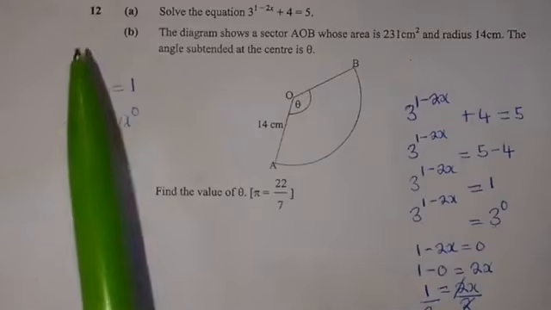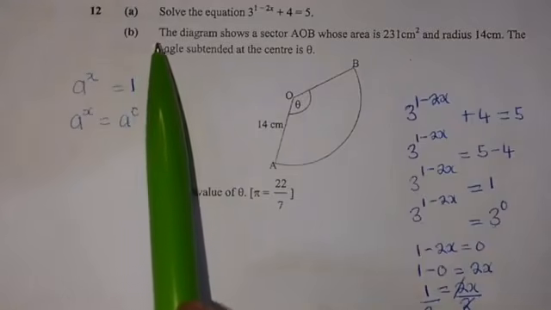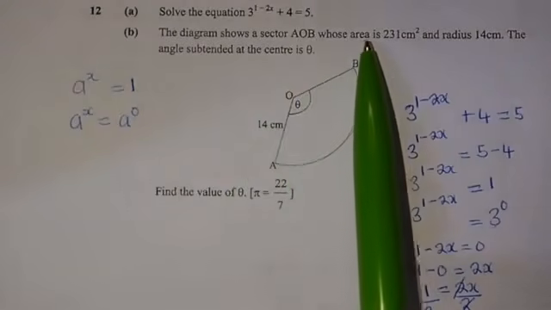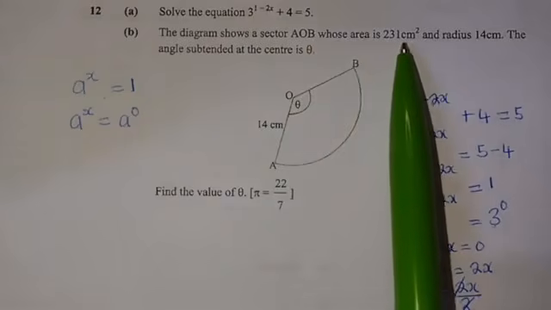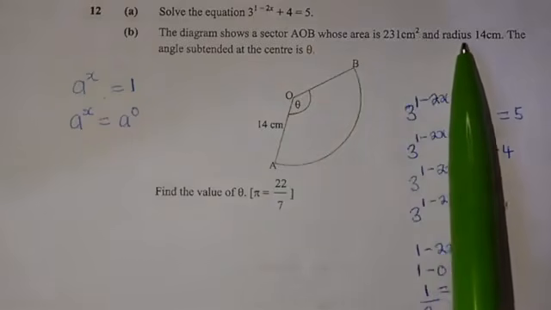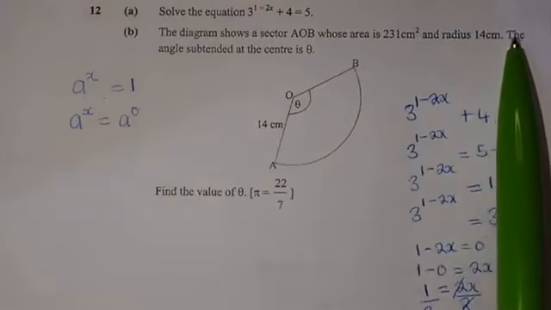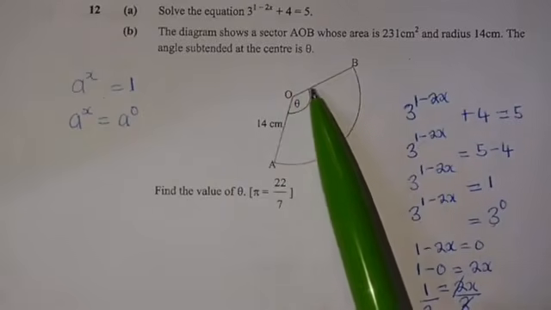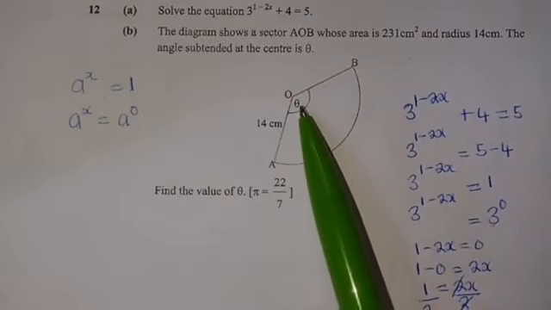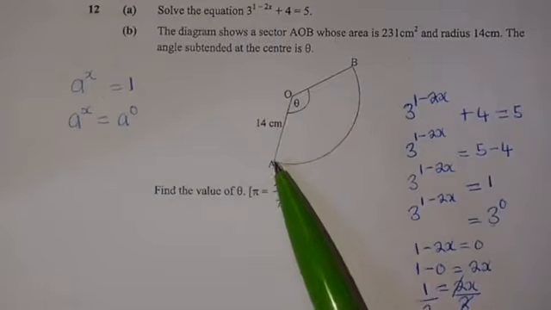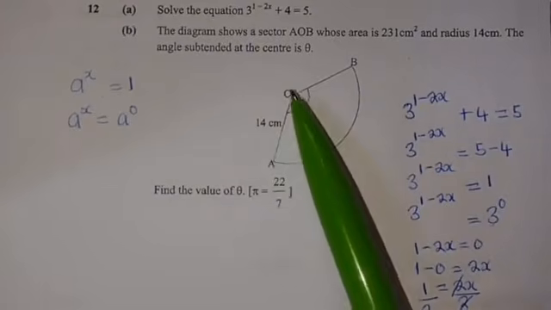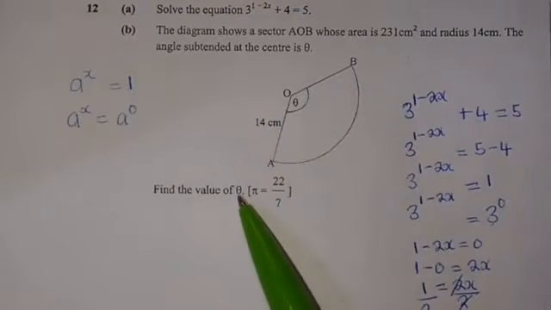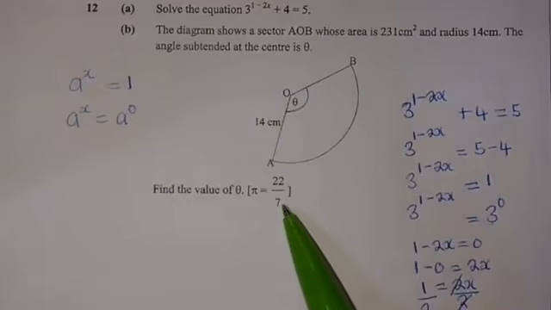Alright, so we've now come to our question B. The question reads: the diagram shows a sector AOB whose area is 231 centimeter square and the radius is 14 centimeter. The angle subtended at the center is theta. So the angle here at the center is this theta, and the radius from A to O is 14. Even from O to B is the same radius, 14. Find the value of theta. Take pi to be 22 over 7.